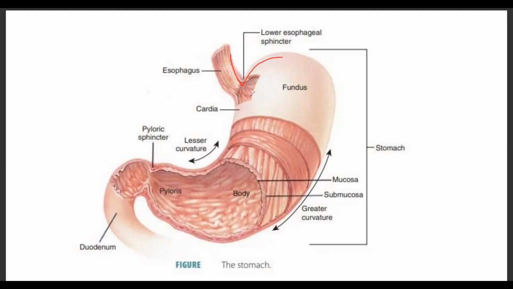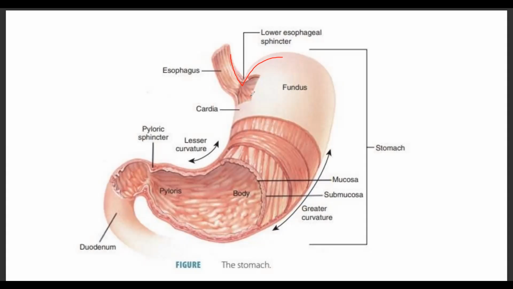And these foldings are temporary foldings, and they are called rugae. In the small intestine there are permanent foldings, but here in the stomach they are temporary foldings called rugae. They increase the surface area. Again, the stomach is a J-shaped, hollow, dilated sac present in the abdominal cavity. The inner surface is highly folded and contains a large number of pits, which lead to gastric glands.